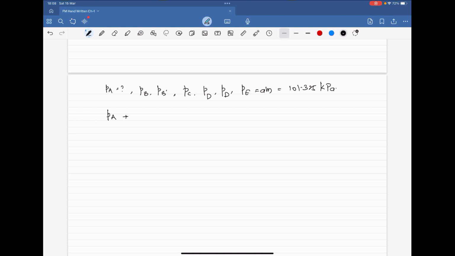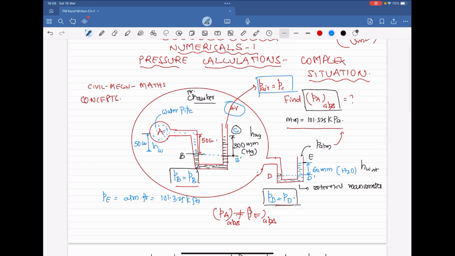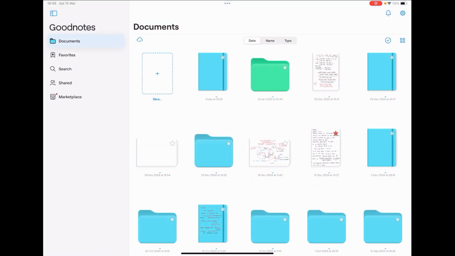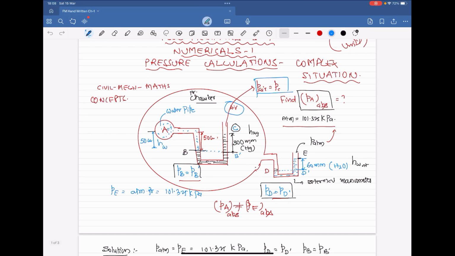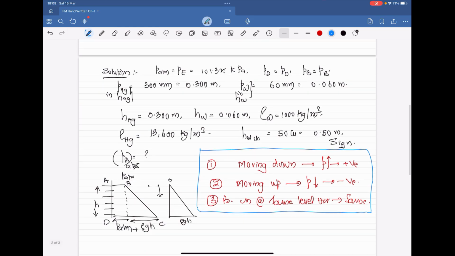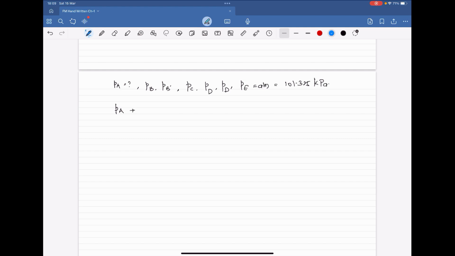Before PB comes, there is a water column. What is that water column? You please see, this is the water column. This is PA. From A to B, this is the water column HW inside the chamber, 50 centimeters. You are moving down from A to B, hence pressure adds. That means the pressure will be positive: PA plus rho g HW.